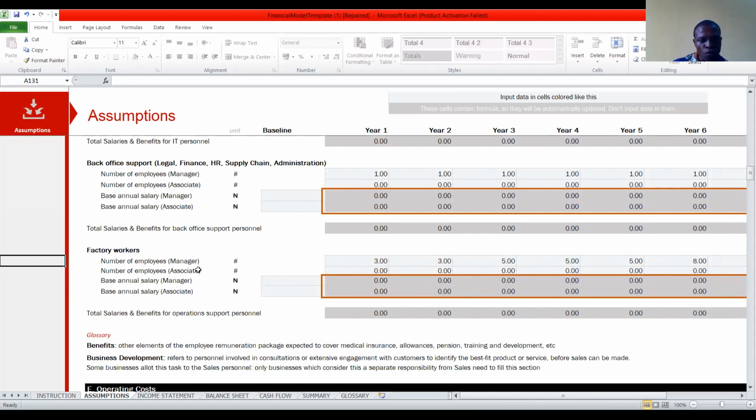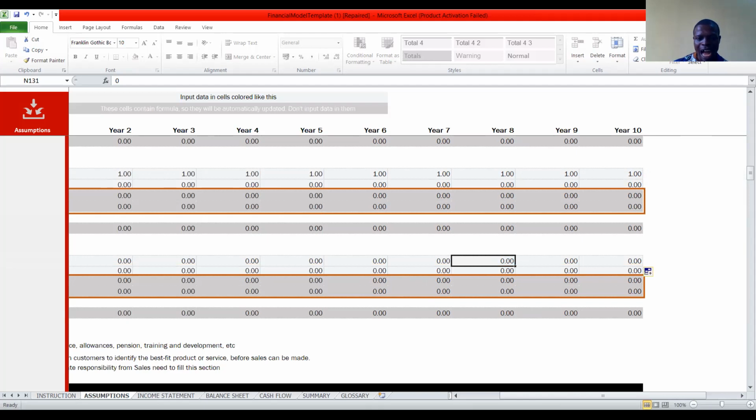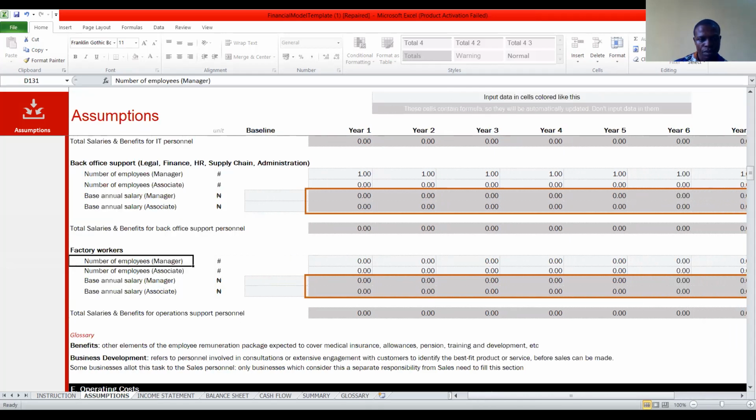Now, please take note of this. This portion is for manager. Since he's not having any manager, so there's no factory manager. Don't do everything here as 0. But if you have a factory manager, how many are they? If it is 1, just use only 1. Okay, I can proceed.